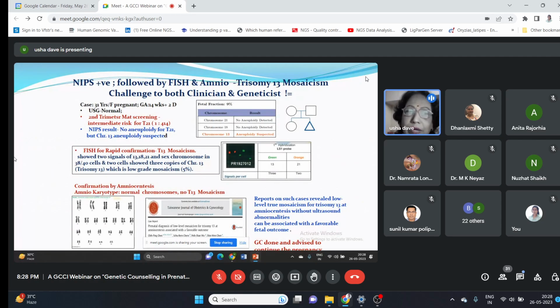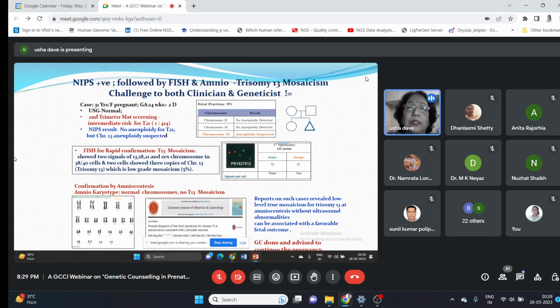So see here, we were in a dilemma. Quickly FISH was done because they wanted to continue the pregnancy. At that time, they had chromosome 13 three copies, but very, very low. There was a low grade mosaicism, 5% of chromosome 13. We continued chromosomal karyotyping side by side also, because you have to do that. For the quick decision you do the FISH. And then there was no structural anomaly, and the karyotype report of the amniotic fluid was normal, no trisomy 13 mosaicism.